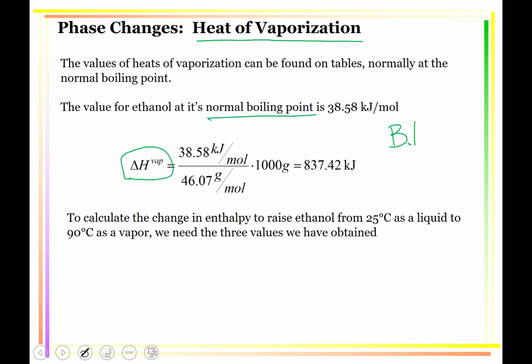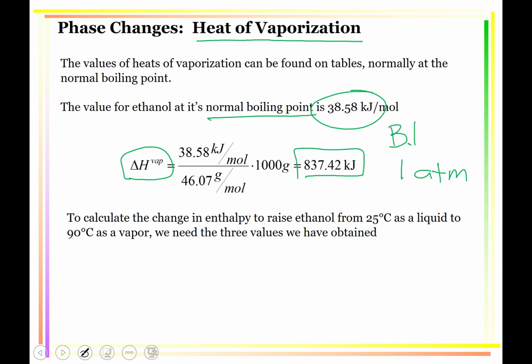has the delta H of vaporization for species at their normal boiling point. What is a normal boiling point? It is the temperature at which the species boils when it is at 1 atmosphere. Okay, so you can look this value up on the table at its normal boiling point. Okay, and now if we do this, the same thing for our kilogram, we end up with 837.42 kilograms.